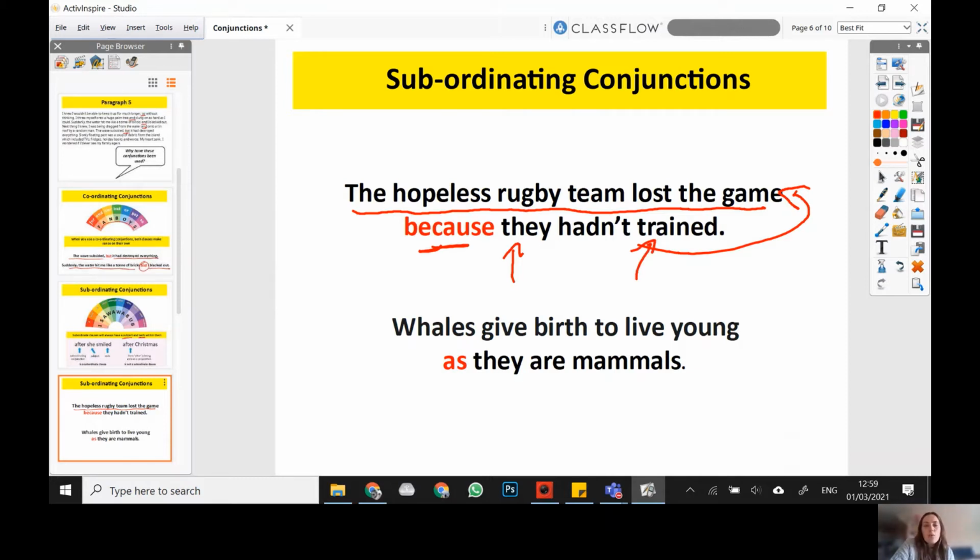And looking at the second one, whales give birth to live young as they are mammals. Again, I can identify the subordinating clause because there is a subject and a verb, okay? And my main clause is the one that I could put a full stop at the end and it makes sense. Whales give birth to live young. Great sentence by itself. And there is the subordinating conjunction that tells me why that's happening. It links that subordinating clause to the main clause.